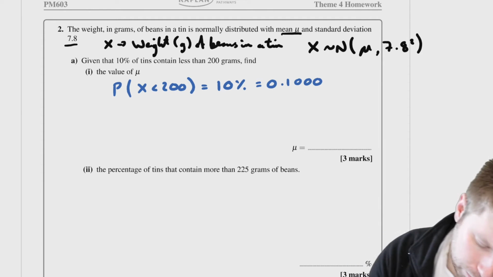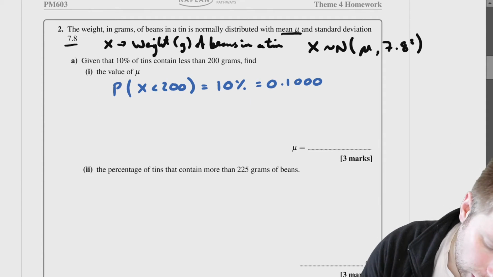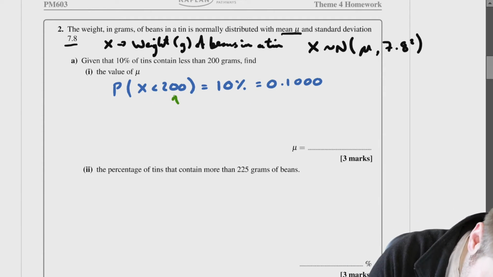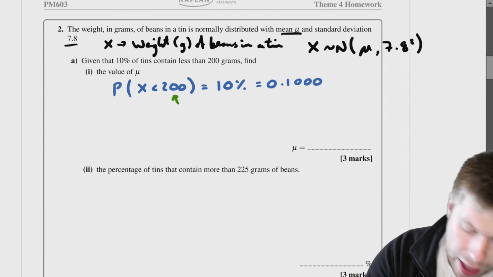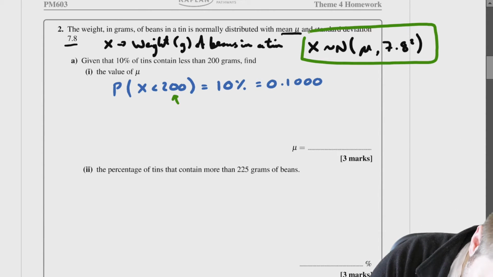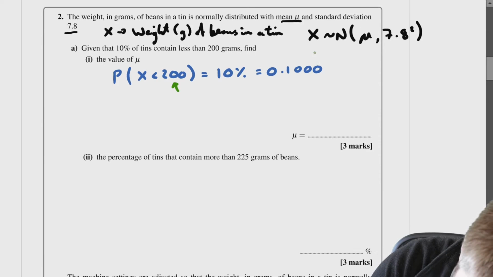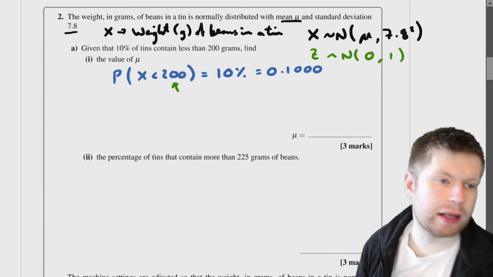All right, fine. So the probability that x is less than 200. First things first, I need to standardize this 200. So I'm not working with this distribution. I want to be working with a distribution z, which is normally distributed with a mean of 0 and a standard deviation or variance of 1.